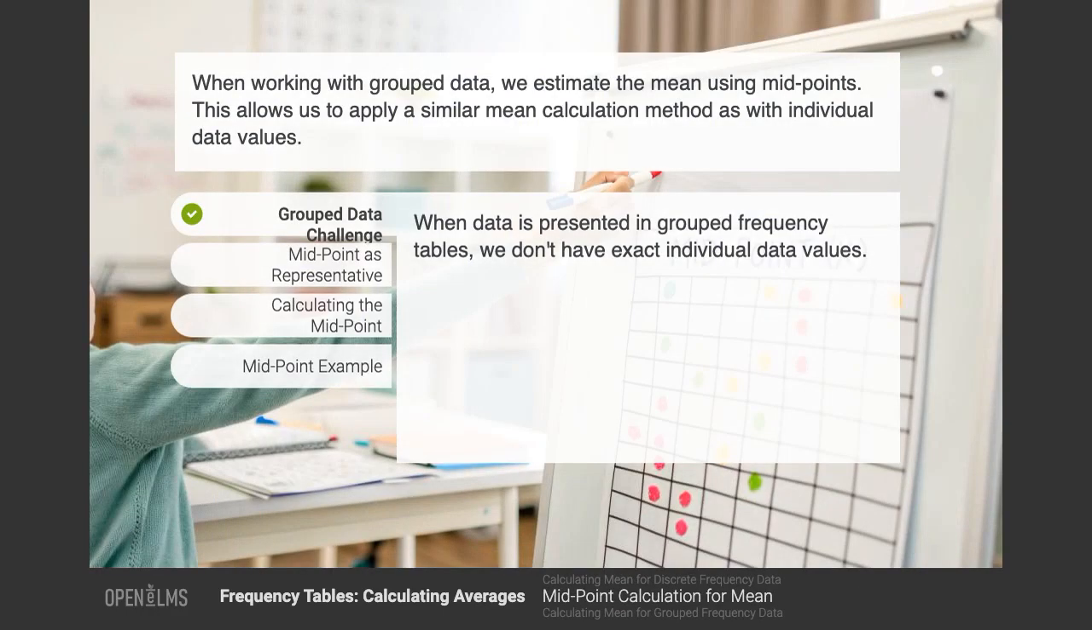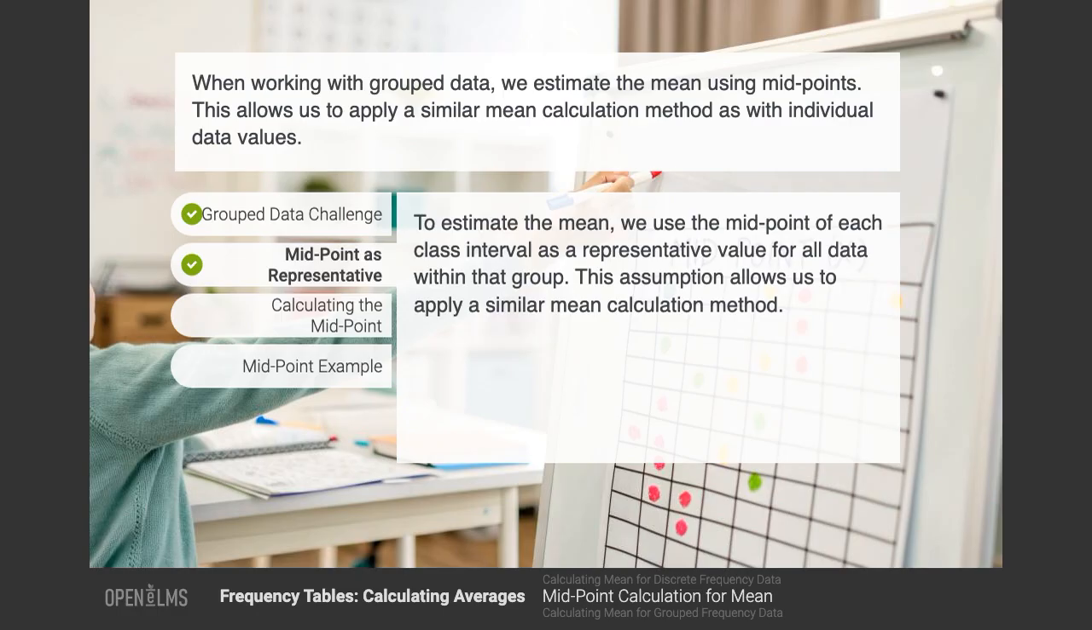When working with grouped data, we estimate the mean using midpoints. This allows us to apply a similar mean calculation method as with individual data values. When data is presented in grouped frequency tables, we don't have exact individual data values. To estimate the mean, we use the midpoint of each class interval as a representative value for all data within that group. This assumption allows us to apply a similar mean calculation method.